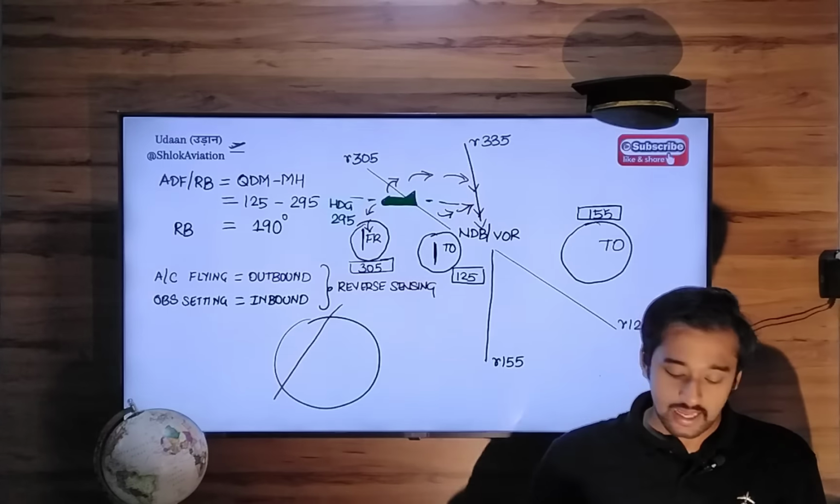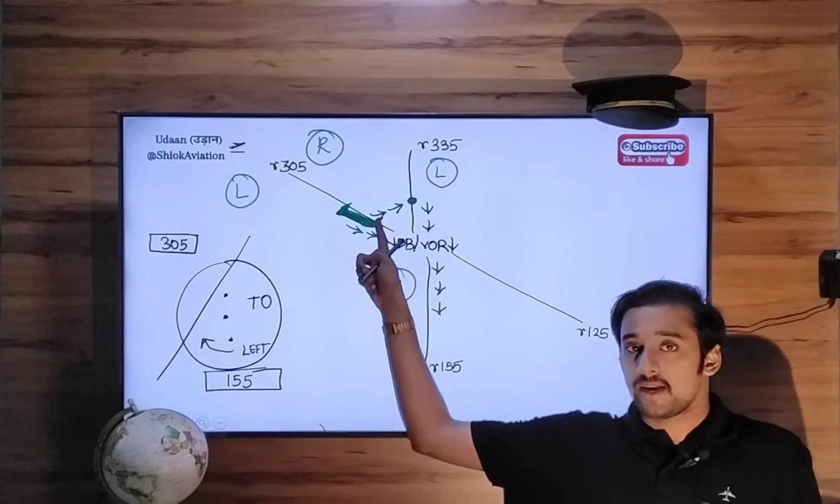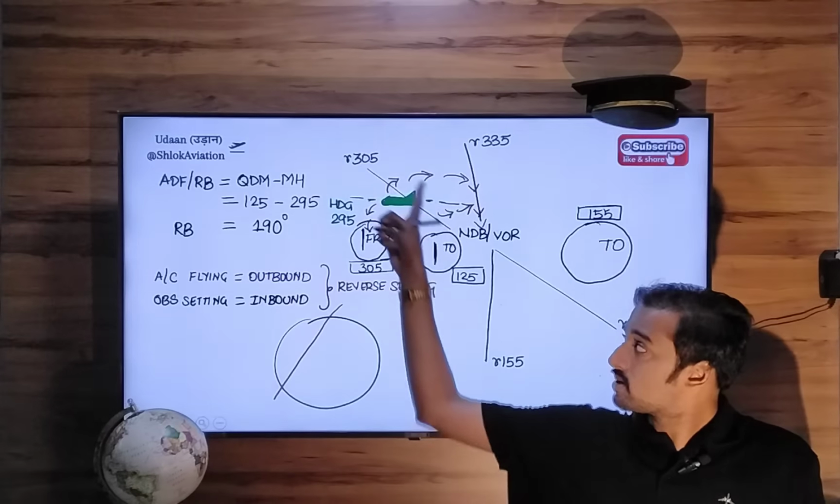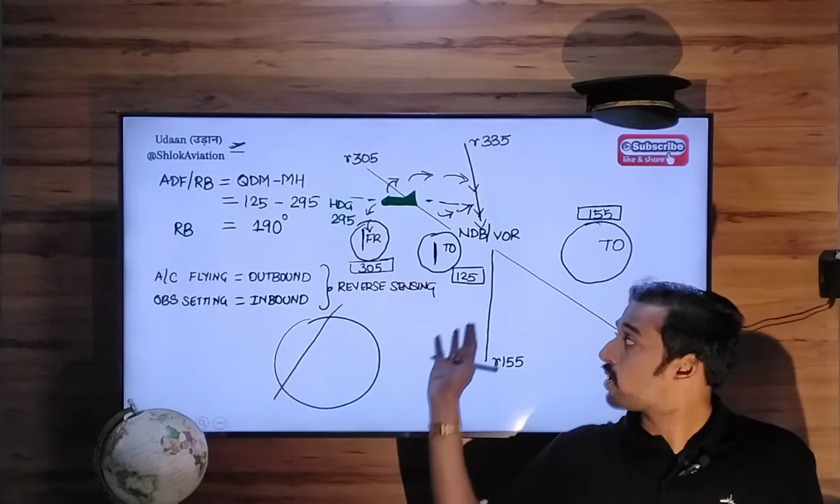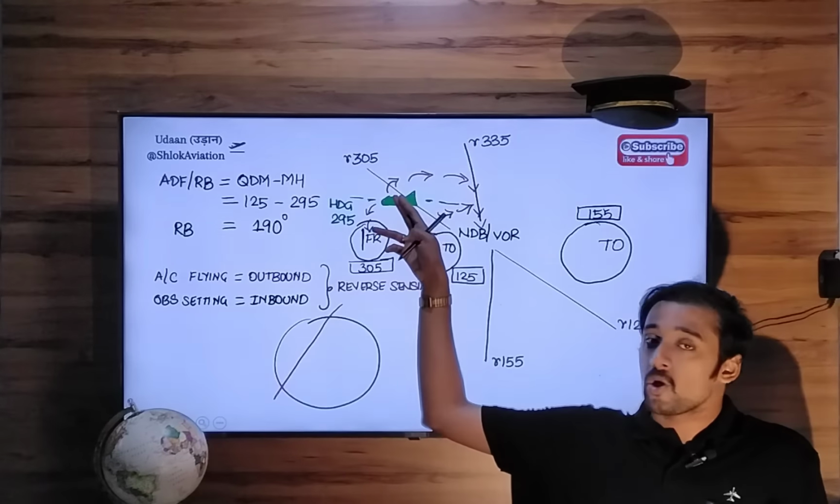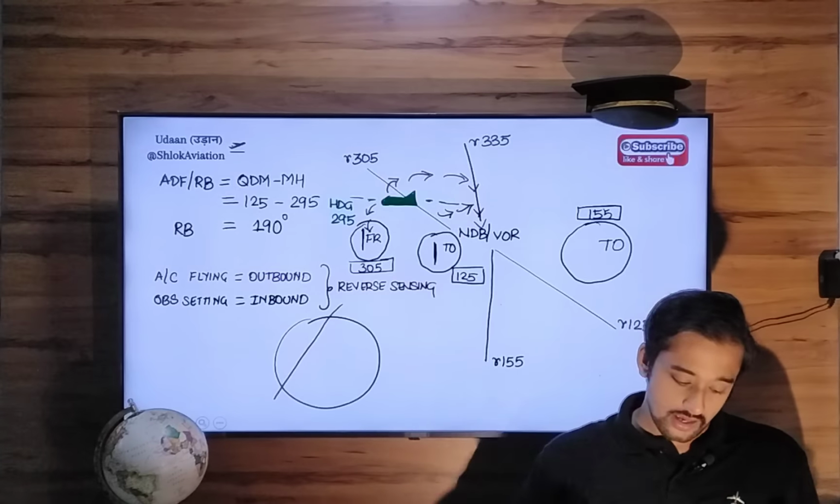Otherwise, like I explained to you here, fly inbound from the beginning, then make a left turn, follow the needle. But if you're flying outbound and you have put a setting which is for inbound, okay, so you will have to follow the opposite of what the needle says, that is fly right.